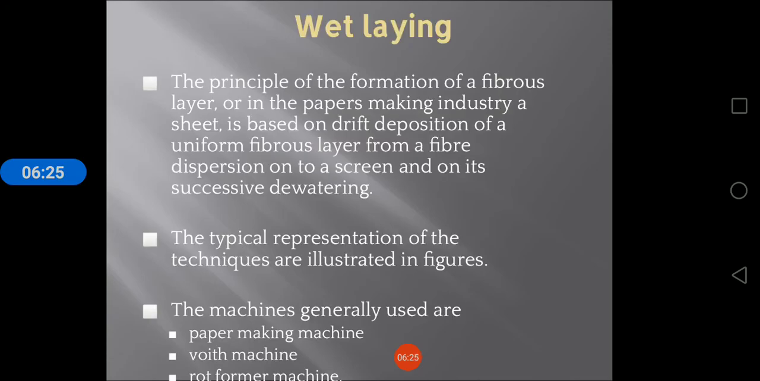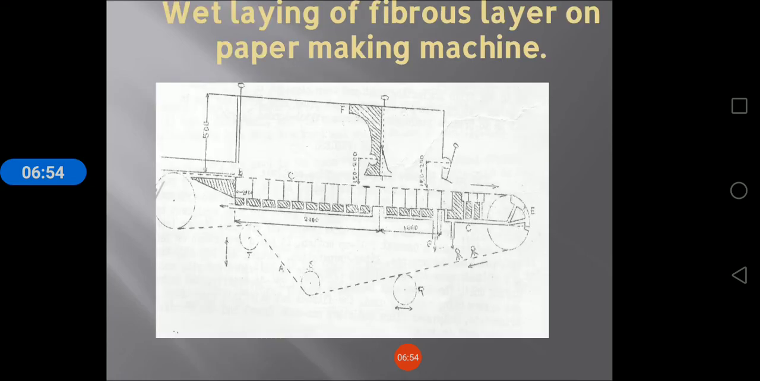In wet laying, the principle is the formation of fibrous layers, as in the paper making industry. A sheet is based on the deposition of a uniform fibrous layer from a fiber dispersion onto a screen with successive dewatering. The typical representations of the techniques are illustrated in the figures. The machines generally used are paper making machines and wet-laid web former machines.